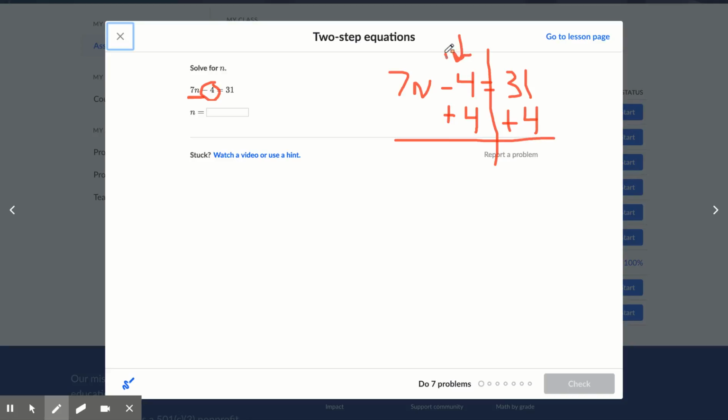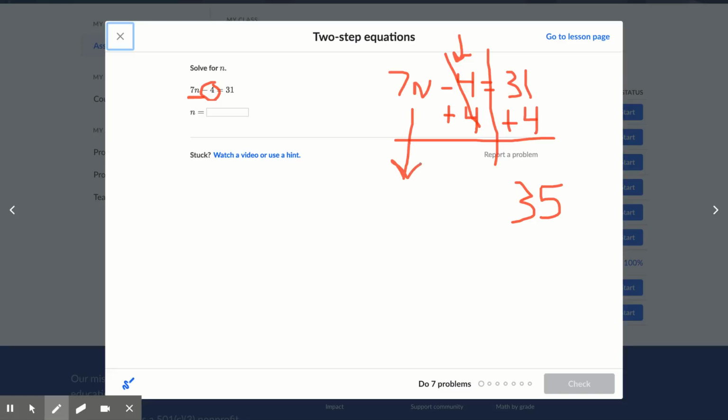So I'll cross these out now. These are canceled. 31 plus 4, that's going to be 35. Bring the 7n down.